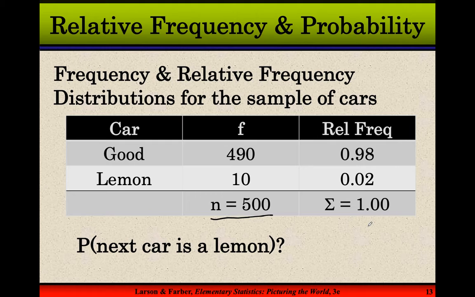So what's the probability that the next car we just randomly pick is a lemon? Well, that's our relative frequency. 490 divided by 500, which is 0.98. Done.